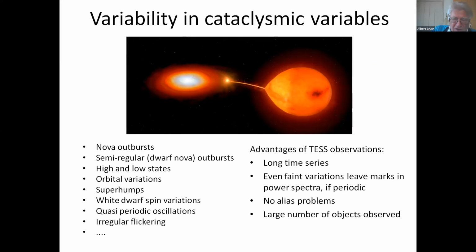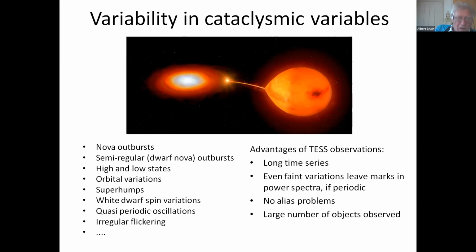CVs are extremely variable. They exhibit variations on all magnitude and time scales, from nova outbursts to irregular flickering. To detect and characterize subtleties of variable properties or low-scale periodic variations, long and preferably uninterrupted light curves are required. And here TESS comes in. In its months-long, or sometimes more, almost continuous light curves, even faint periodic variations leave marks in the power spectra, even in the presence of strong flickering. And these marks are free from aliasing problems, which often haunt terrestrial observations.